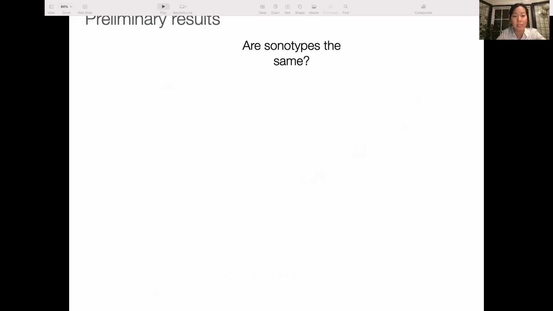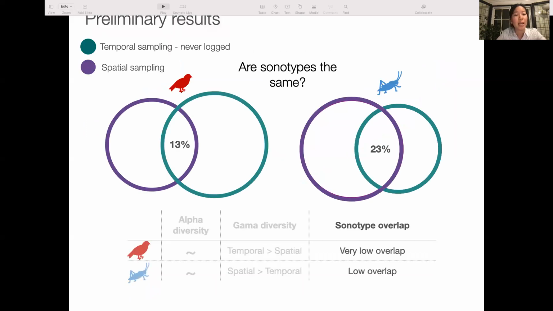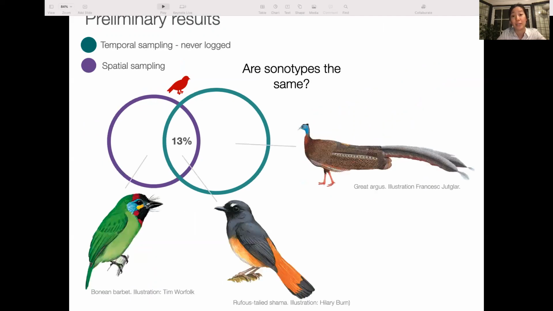When comparing the sonotypes captured by each sampling, we found a low overlap between the two samplings for birds and for insects. For example, we found the rufous-tailed llama in both spatial and temporal, but we found the Borneo barbet and the great argus just in one of the samplings. So depending on the sampling method you choose, you will probably capture different species.